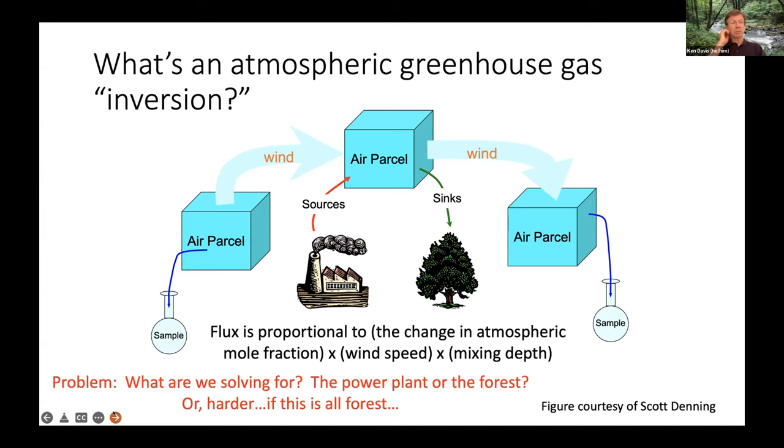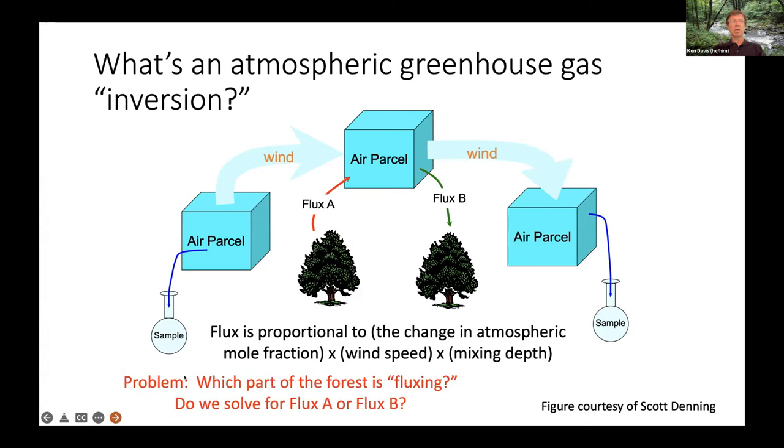So what's the problem? The problem is we need to know what we're solving for. In this cartoon, are we solving for the power plant? Or are we solving for the forest? Or even harder, if this is all the forest, what chunk of forest are we to solve for?